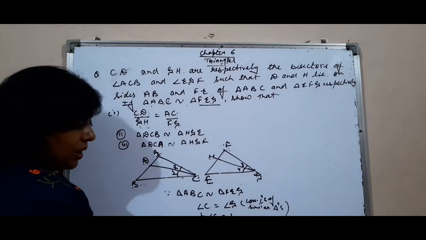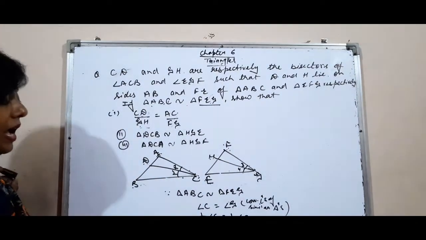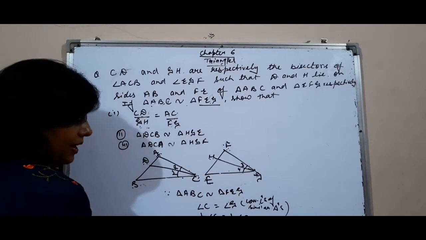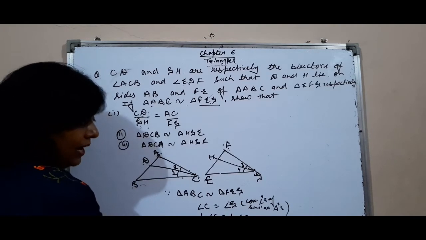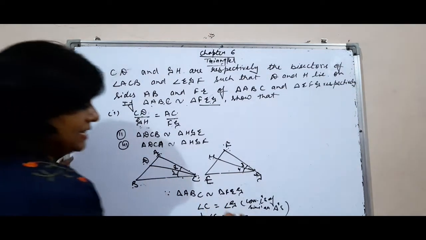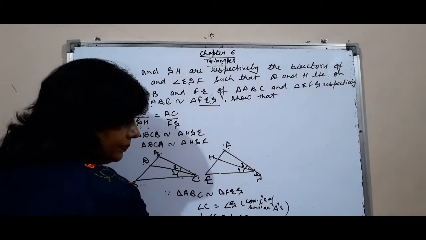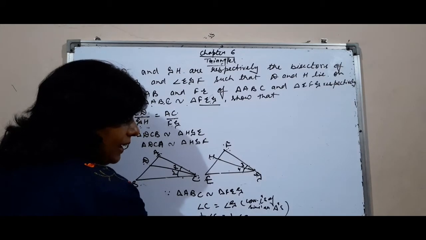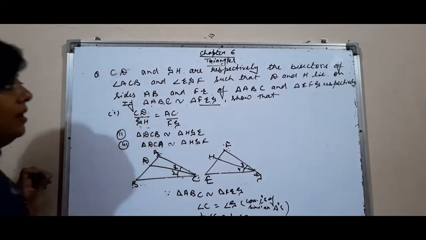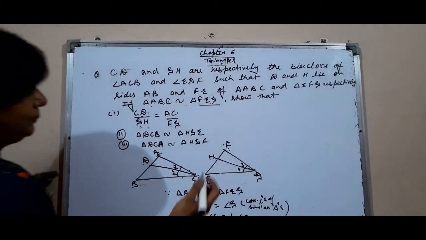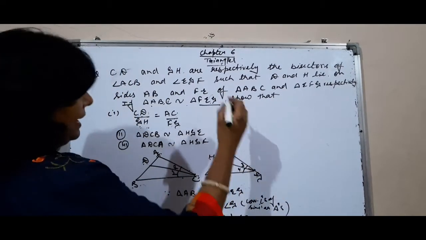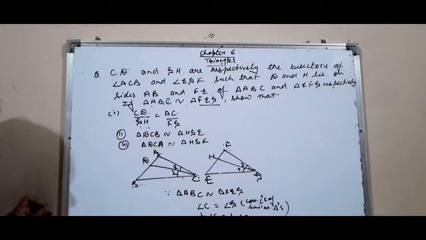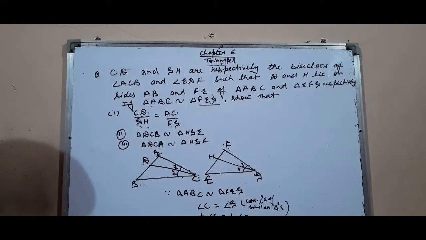Half of angle C equals to half of angle G. Therefore angle 1 equals to angle 3, angle 2 equals to angle 4. Here you must mention the reason. CD and GH are the bisectors of angle ACB and angle EGF. These are the bisectors of these two angles.